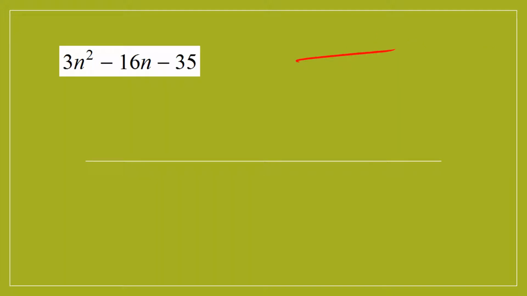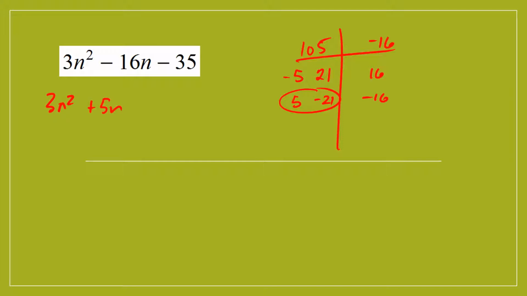All right, one more, then you're just on your own here. So first I'm going to do 3 times 35, which is going to give me 105, and I need to get a sum of negative 16. So I'm going to try 5, and let's see, I'll do negative 5 times 21, and that's actually going to give me 16. So those are the right numbers, but I'll have to do 5 and negative 21 to get negative 16. So 3n squared plus 5n minus 21n minus 35.